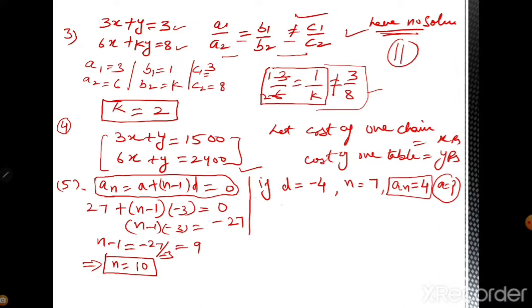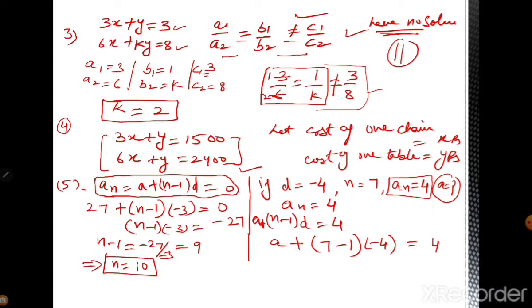So what is given? AN is given, that is 4. We'll substitute the formula for that term only. AN is what? AN means A plus N minus 1 into D, the nth term formula, and that is 4. So we'll substitute all the values. A we have to find out, so we'll keep A here only, plus N is 7 minus 1 into D. D is minus 4. And this full expression is equal to 4 because AN is given as 4.